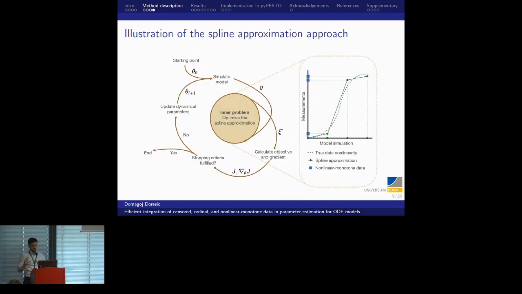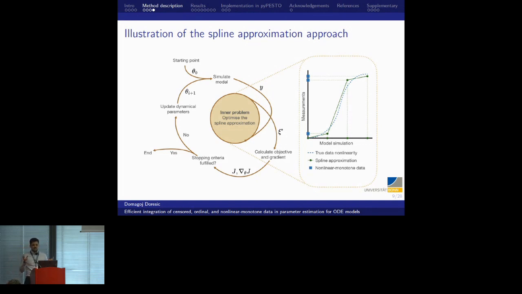So this is the illustration of the spline approximation approach. It's very similar. We have still an inner optimization problem in which instead of surrogate data, now we optimize a spline approximation of the true data nonlinearity. And we optimize the spline, this green spline, in such a way that when we have current simulations of the model, the simulations are mapped close to the measurements. You can probably already see that there is a huge overfitting capability of this because we're just taking the simulations, just plotting them onto the measurements.